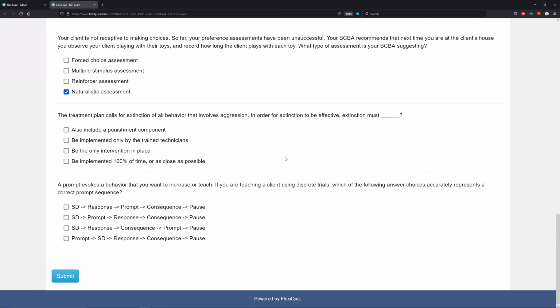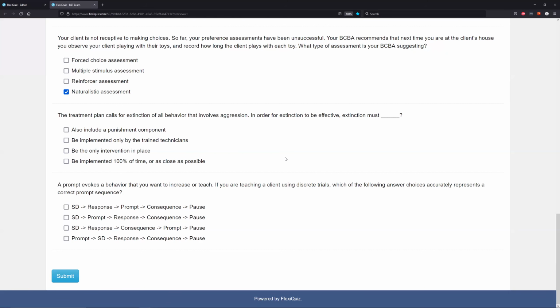A, also include a punishment component. That's definitely not true, right? We don't need to include punishment in extinction. Extinction is not a punishment, and we don't have to include a punishment in extinction, okay? So A is definitely out. B, be implemented only by the trained technicians. Well, it should be implemented by the trained technicians, but extinction to work properly needs to be implemented by the family, by the siblings, by the teachers, by the whole team, okay? Not only by technicians, but by everybody, right? We don't want extinction implemented only some of the time. So C, be the only intervention in place. No, extinction is most effective with a replacement behavior component with it, okay?